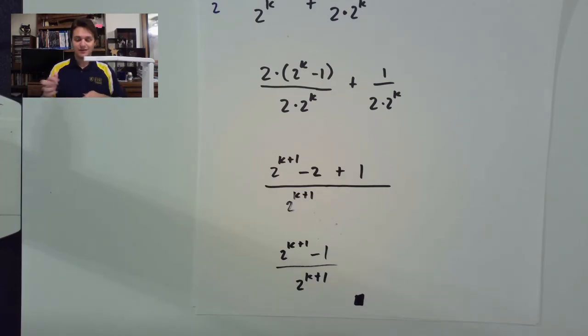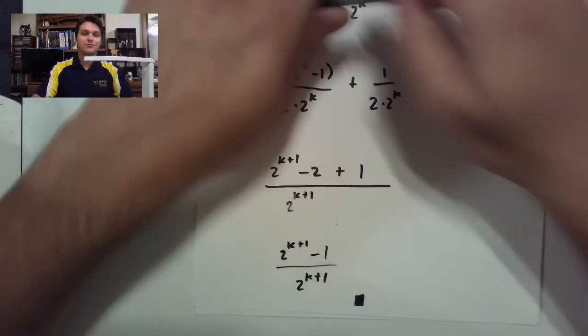Therefore, the induction would show that P(k) implies P(k+1), proving our induction step, and thus proving the conjecture.